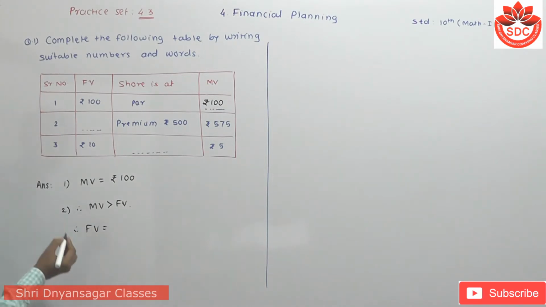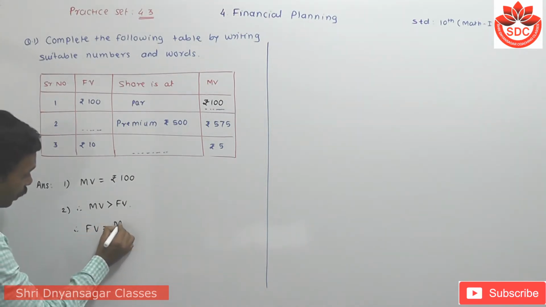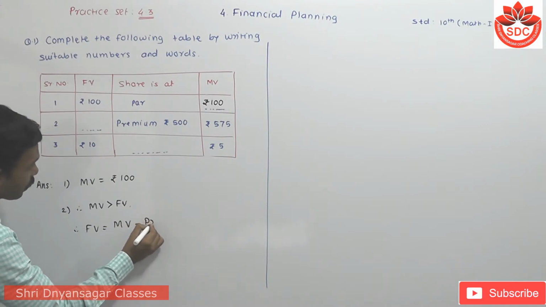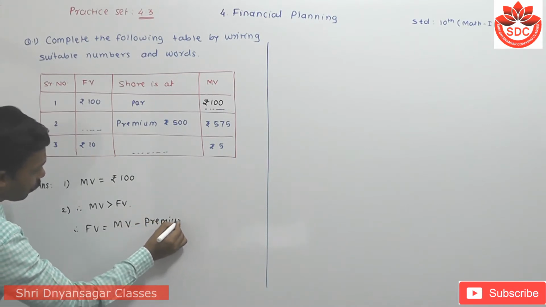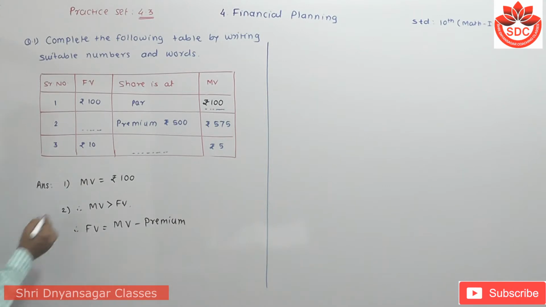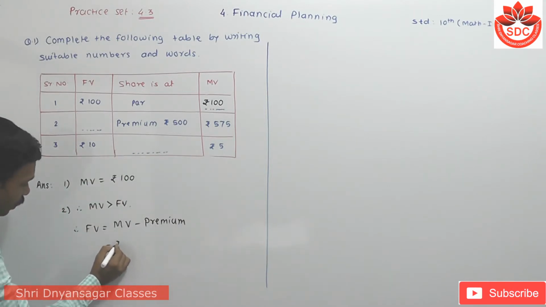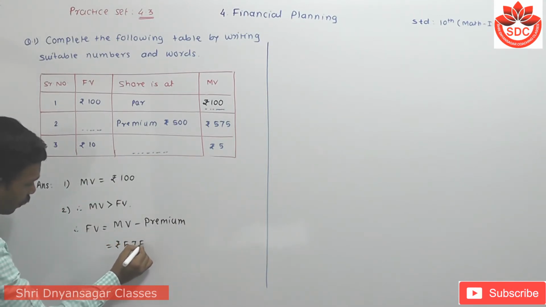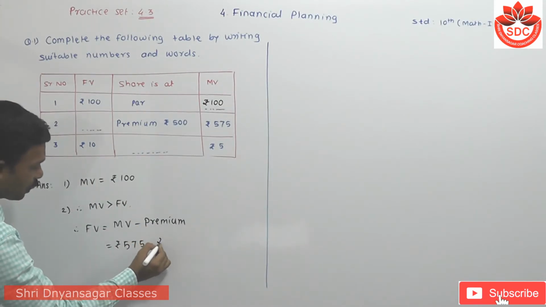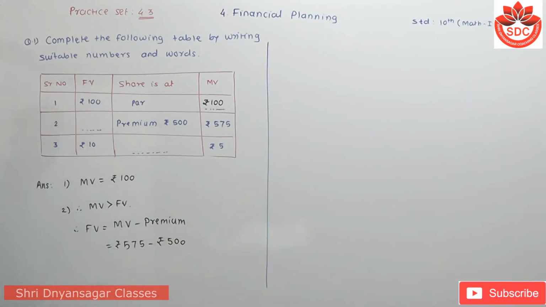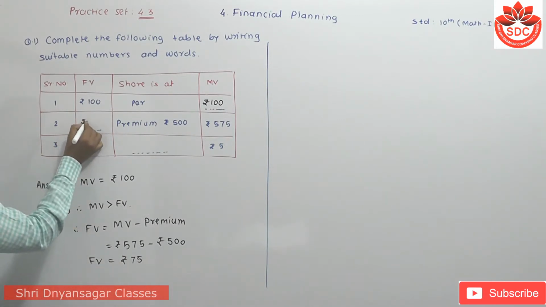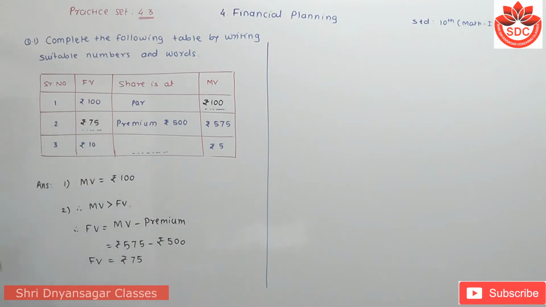How to find it here? MV minus premium. Here MV is 575 minus premium is rupees 500, and the subtraction is how much? Rupees 75. So FV is equal to how much? Rupees 75. I have to complete this box also.